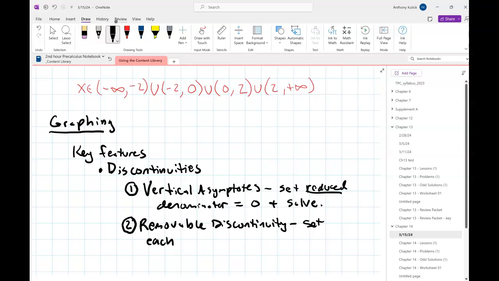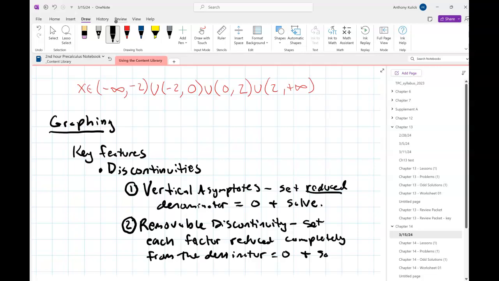Say we're going to set each factor reduced completely from the denominator equal to 0 and solve.